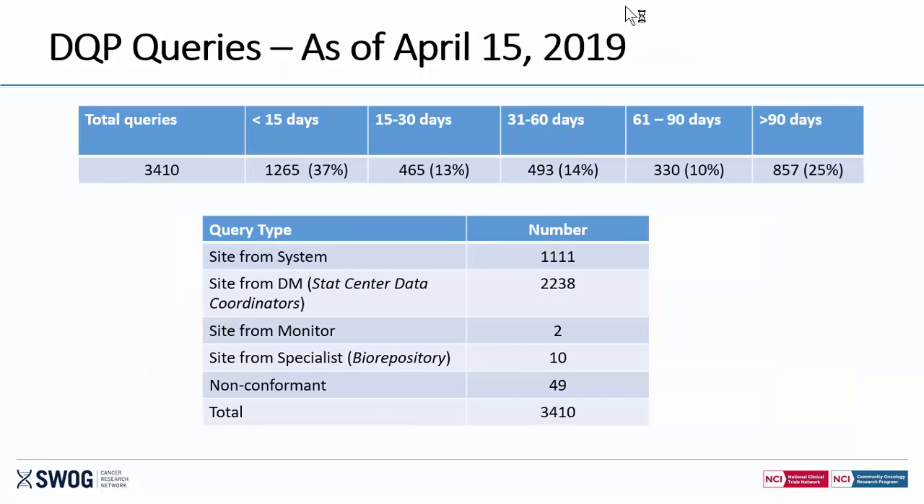In terms of queries, the number of queries as of April 15th was 3,400. As you can see in the breakdown, 25% of those are more than 90 days since they were posted and haven't been answered. Queries from system are over 1,000. Queries from data manager, meaning our data coordinators, are 2,238. There are a couple from monitors and a couple from the repository, and I met with them yesterday. They said it's been very successful for them being able to post in RAVE. It's been a good communication tool. And then non-conformant data is another subsection of them.